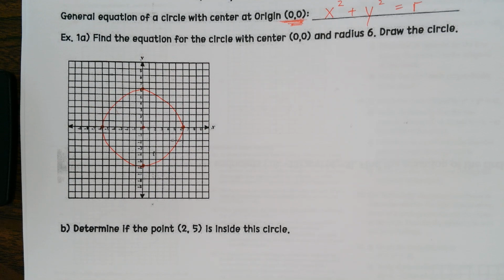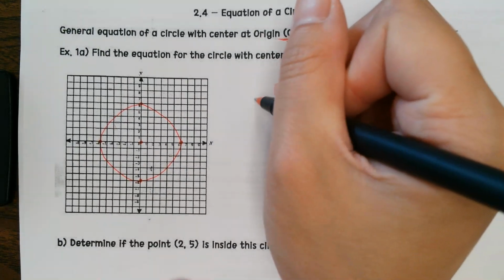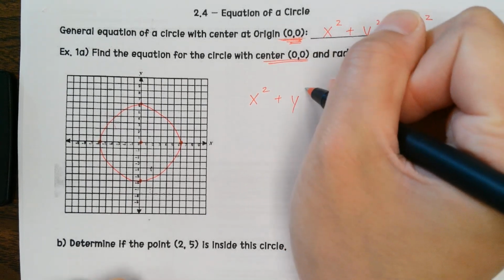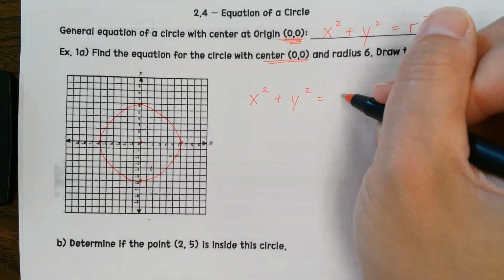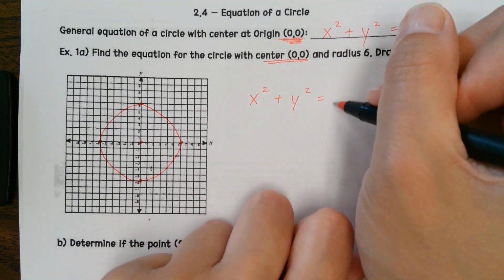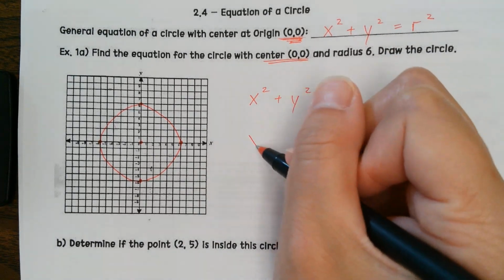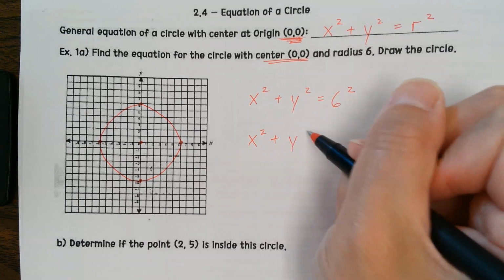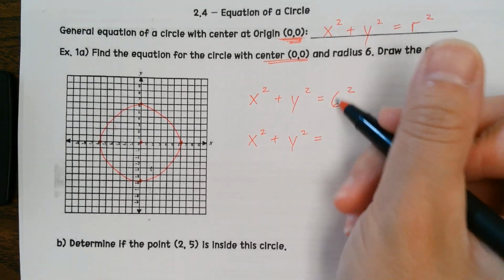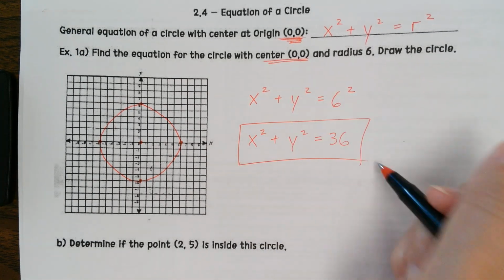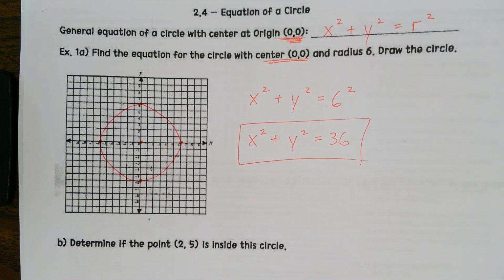Okay, so to write the equation, since it's at the center 0, 0, it's just x squared plus y squared equals r, which stands for radius, so 6 squared. Okay. And the only thing we can solve in this equation is to simply square this. So our equation is x squared plus y squared equals 36, and that's it.